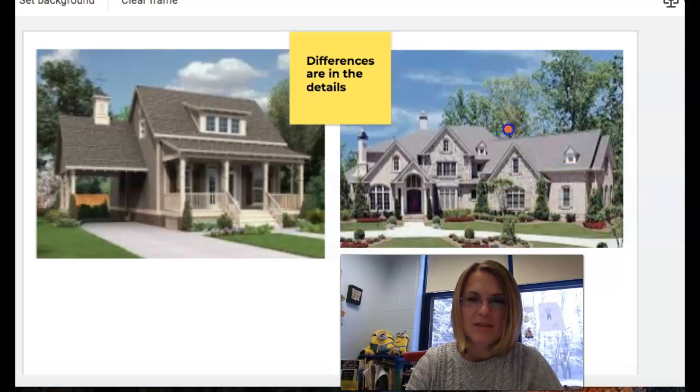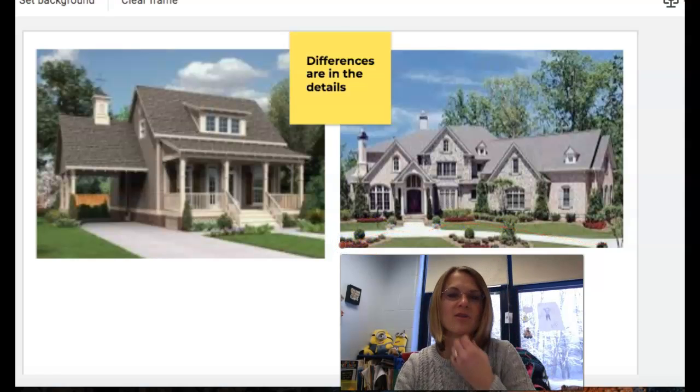Okay, this house has a lot of peaks. Okay, these pointed things here. This one does not, okay? So this one has a driveway that leads right up next to the house. This one, it goes around the front of the house. So that just kind of gives you an idea.